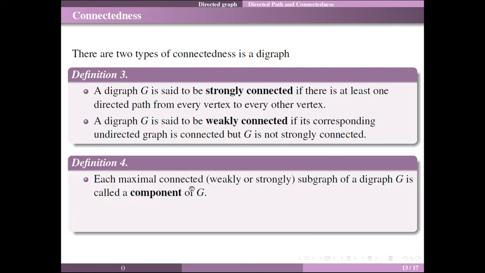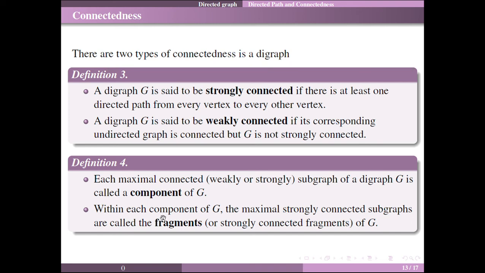Each maximal connected subgraph of a digraph G, which may be weakly or strongly connected, is called a component of G. Within each component of G, the maximal strongly connected subgraphs are called fragments, or strongly connected fragments of G.